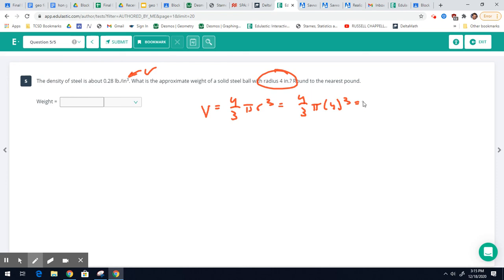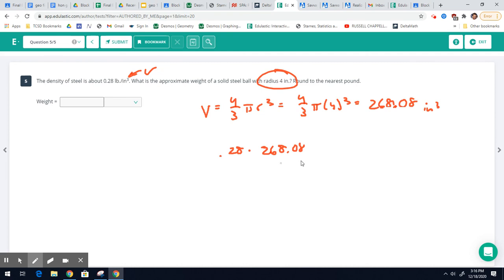4/3 times pi times 4 cubed. That's 268.08, and that's in inches cubed. So now there is 0.28 pounds per inch cube. We have 268 inches cubed, so we're going to multiply 0.28 times 268.08. Again, I'll just take my number and multiply it by 0.28.